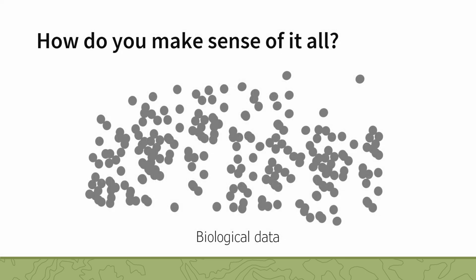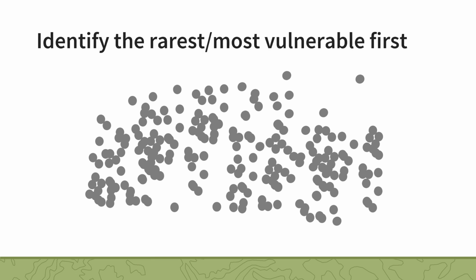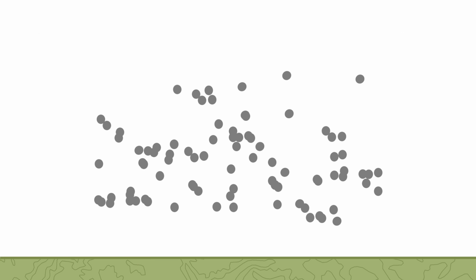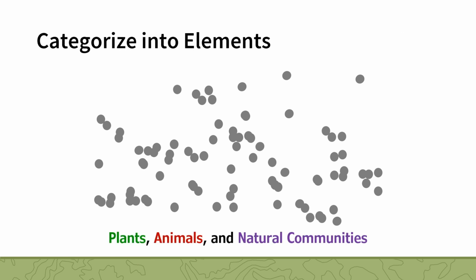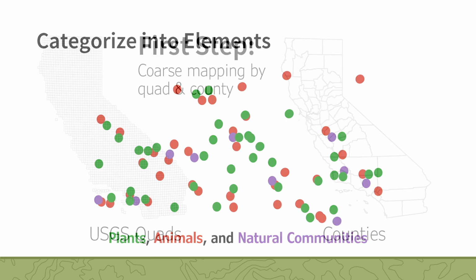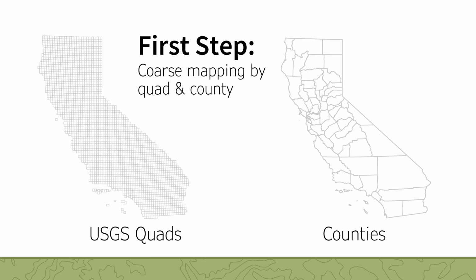Imagine you received a large quantity of mixed data. How would you make sense of it all? Here we have gray circles representing an array of biological data scattered across a landscape. To prioritize conservation efforts, we first need to identify the most rare and vulnerable things. We then categorize everything into elements of biodiversity. These include individual species as well as natural communities. Next, we need to distribute this information to people who can use it for conservation and management.